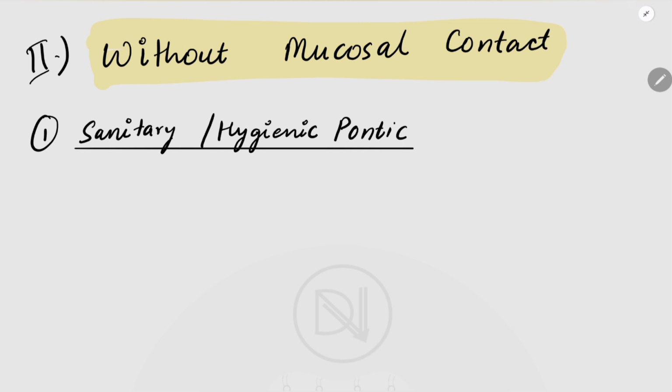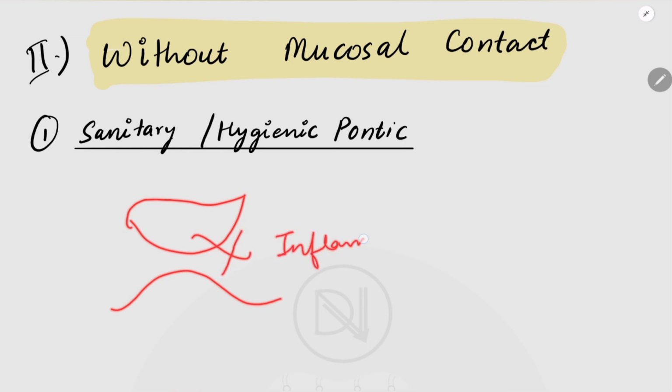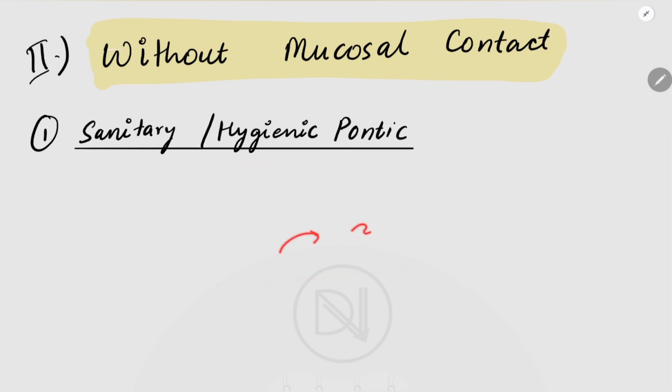Now coming to the next classification, without mucosal contact. These kinds of Pontics are not in contact with the mucosa. First, the sanitary Pontic, which is also called the hygienic Pontic. This is so because this design allows easy cleaning, as the tissue surface of the Pontic remains clear of the residual ridge. So this kind of Pontic is rarely in contact with the mucosa, so there is no chance of any kind of inflammation here. This is one of the greatest advantages of the sanitary Pontic, and as the name suggests, cleaning and maintaining oral hygiene with this kind of Pontic is easy.